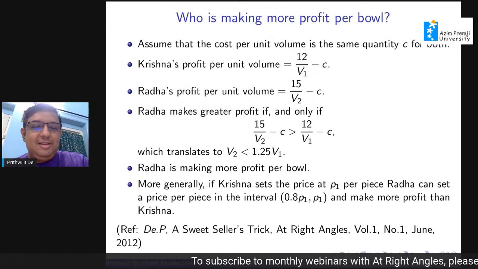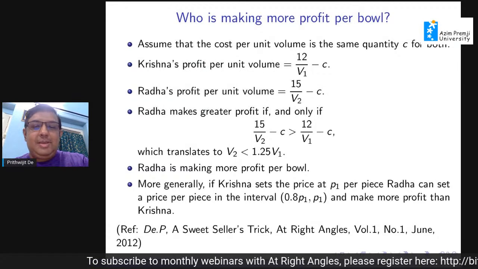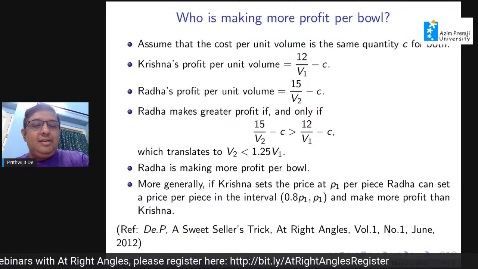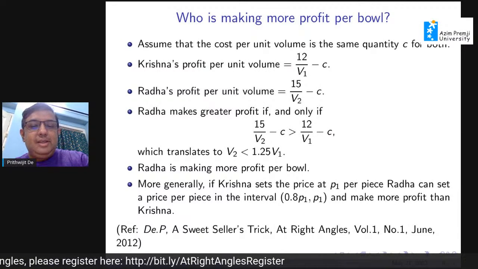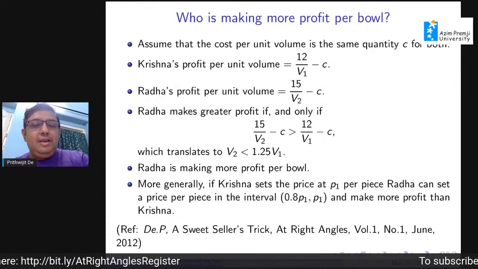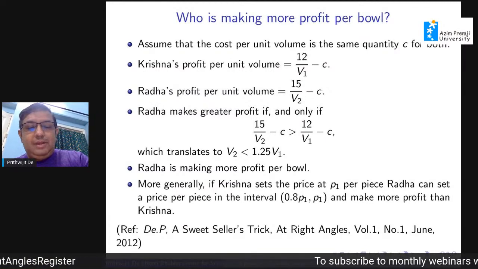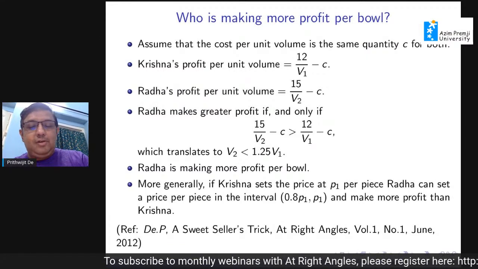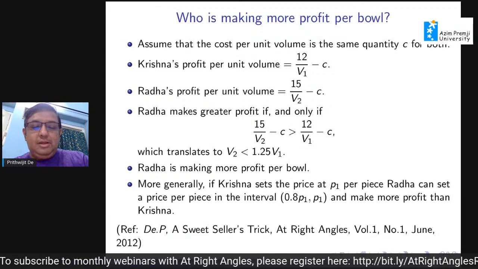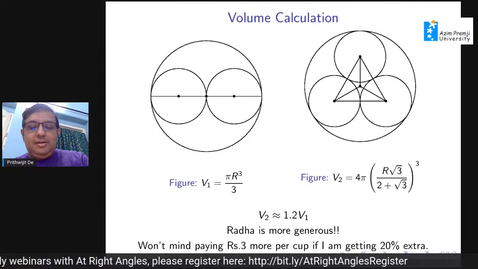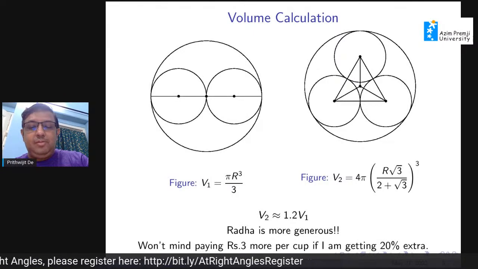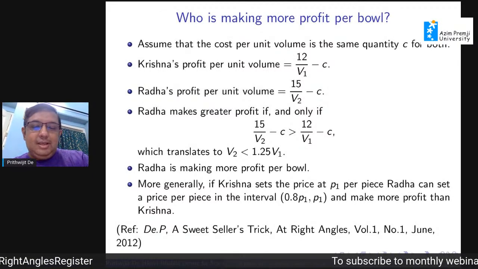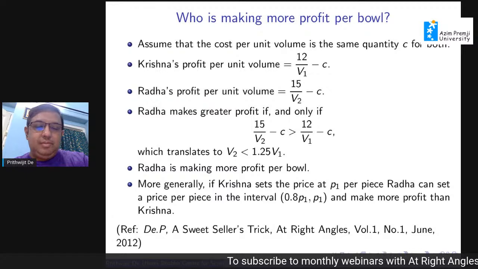So if you assume that the cost per unit volume is the same for both, then you can calculate that Krishna's profit per unit volume is this, and Radha's is this figure, and Radha is making more profit if V2, which is the total volume offered by Radha, is less than 1.25 times the total volume offered by Krishna. Now, as you can see, in our analysis, Radha is offering 1.2 times the volume that Krishna is offering. So Radha is actually in the range of making profit by using this scheme.